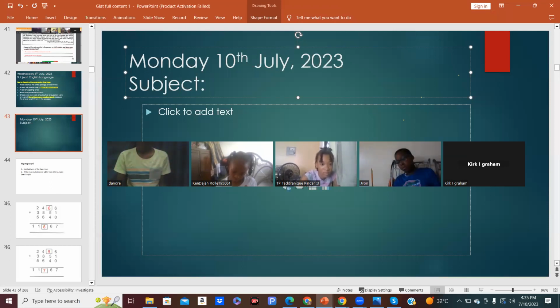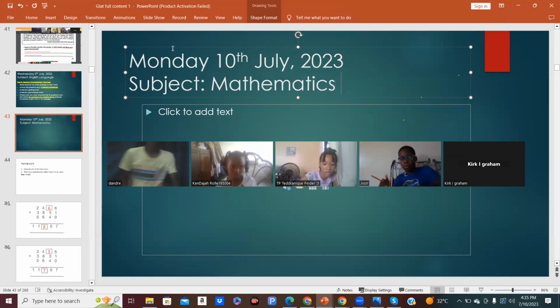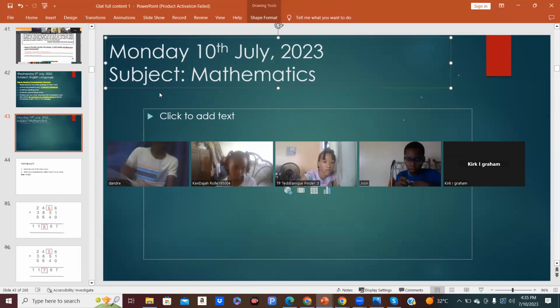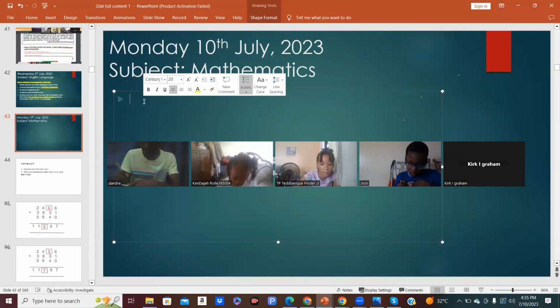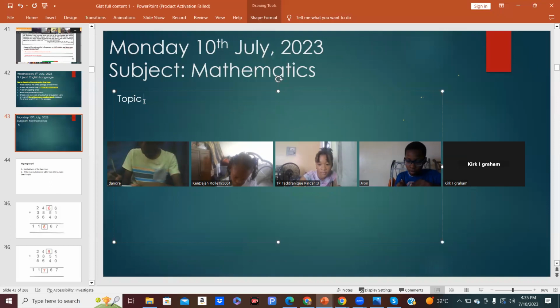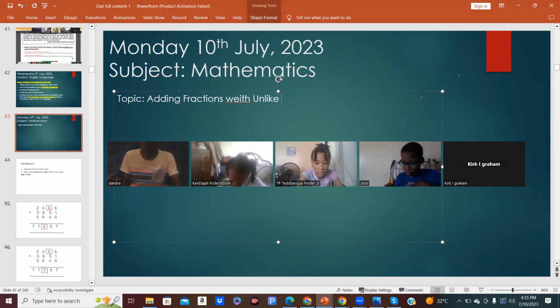All right, so again, the subject is mathematics. And the topic that we'll be looking at is adding fractions with unlike denominators.